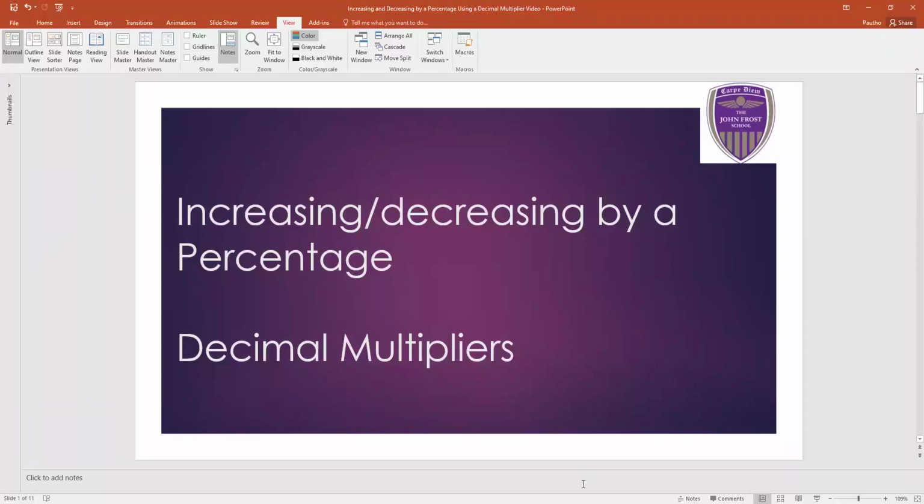Okay, welcome to this lesson on increasing and decreasing a quantity by a percentage, using a calculator and something called decimal multipliers, which you should have seen in previous lessons. You should know how to find a percentage using the calculator by using the decimal. If you haven't, you should look that up first before you come on to this video.